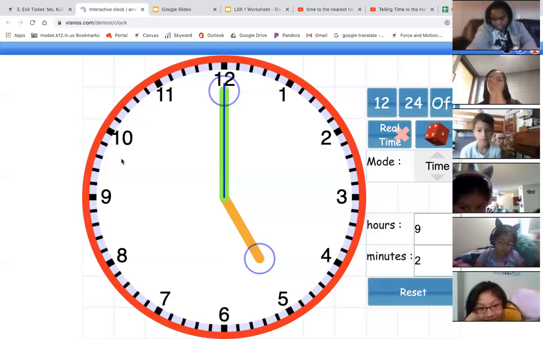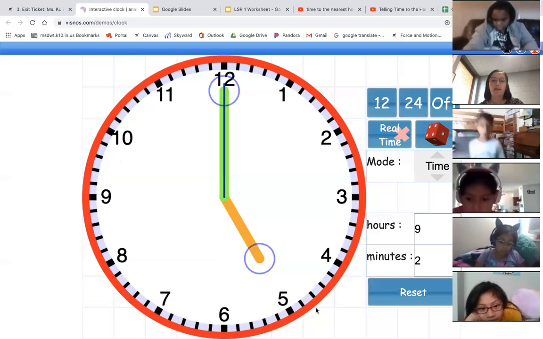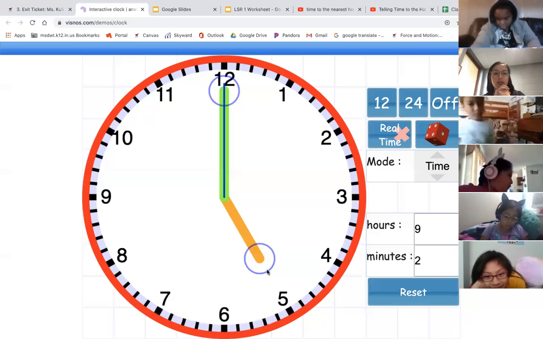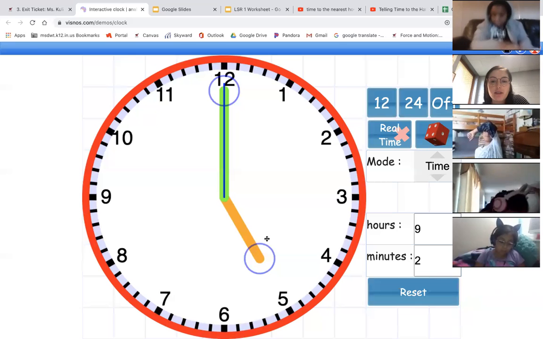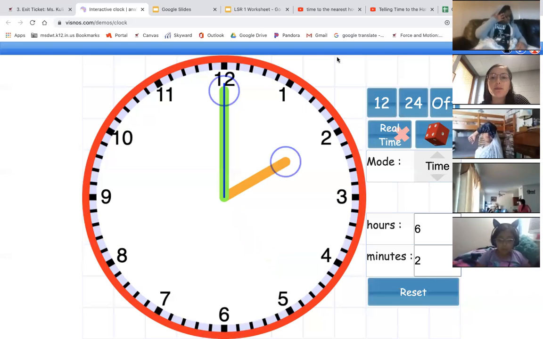All right, everyone, what time is it on my clock right now? What time is it on my clock? 5 o'clock. Good, now 5 o'clock. Perfect. Okay, close your eyes again. I'm going to change times. Okay, open them. What time is it?